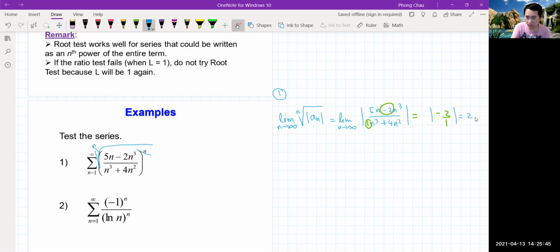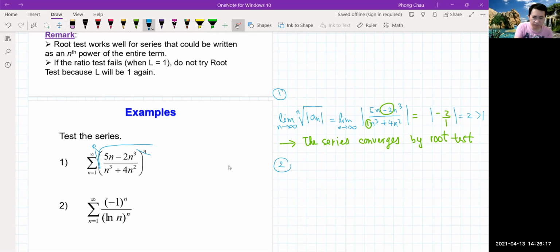And because the limit 2 is bigger than 1, we can conclude the series we are testing diverges by the root test. Okay, right, so that's pretty easy to use. Look at number 2.